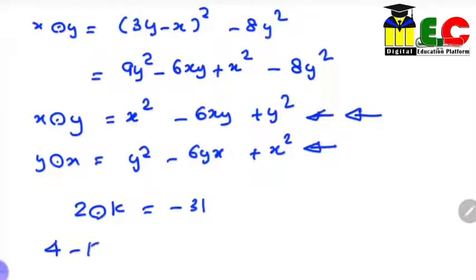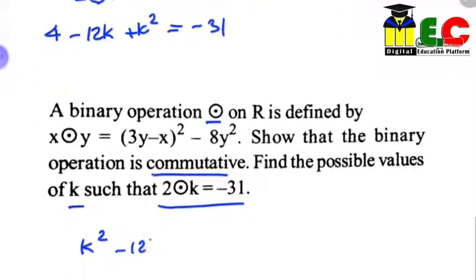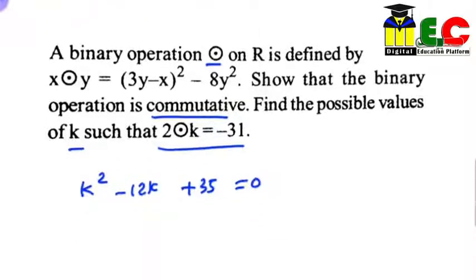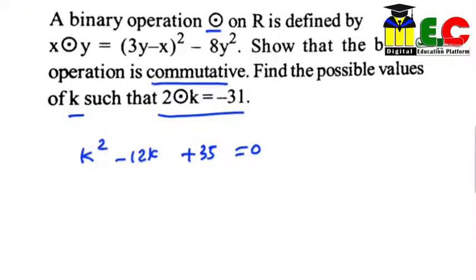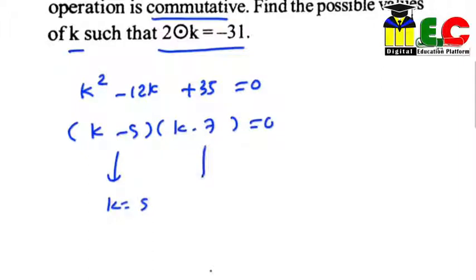Then 6 minus k, expanding, gives 12k minus k square equal to minus 31. So k square minus 12k plus 35 equals 0. Factorising, 35 is 5 times 7, so (k minus 5)(k minus 7) equals 0. Therefore k is 5 or k is 7.